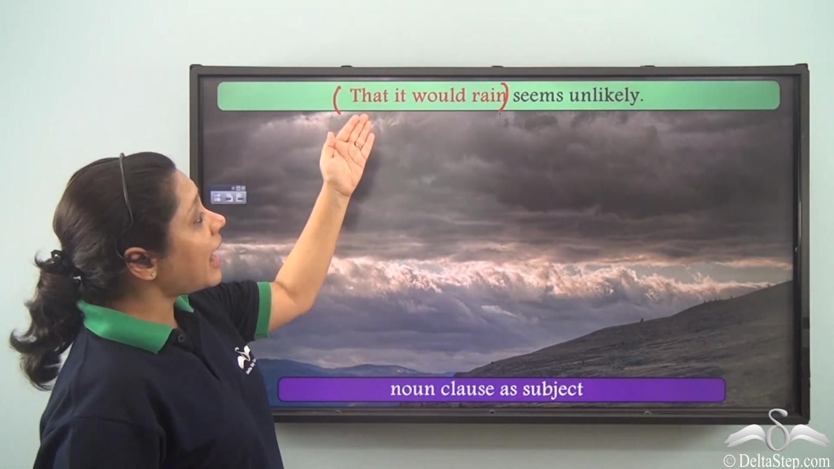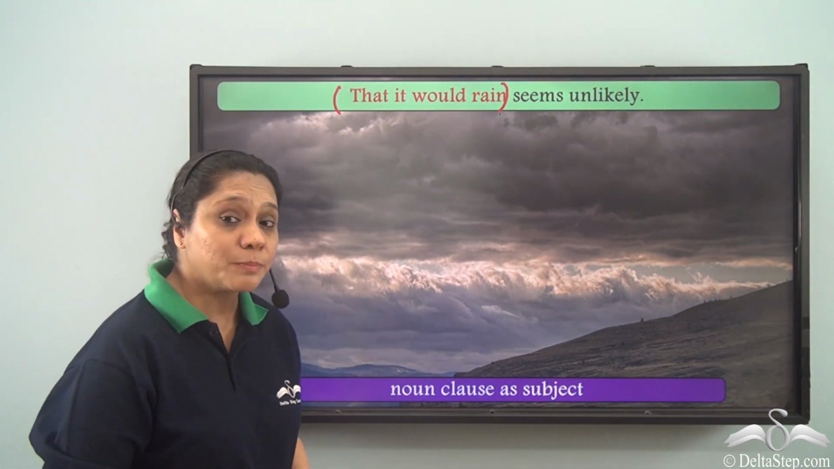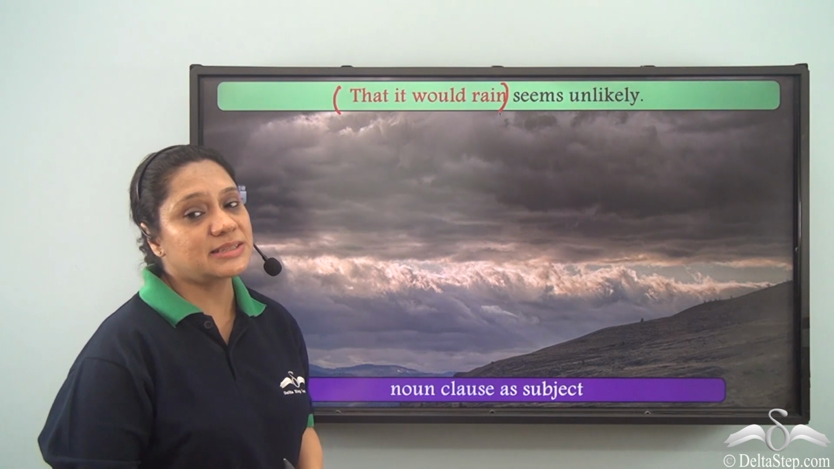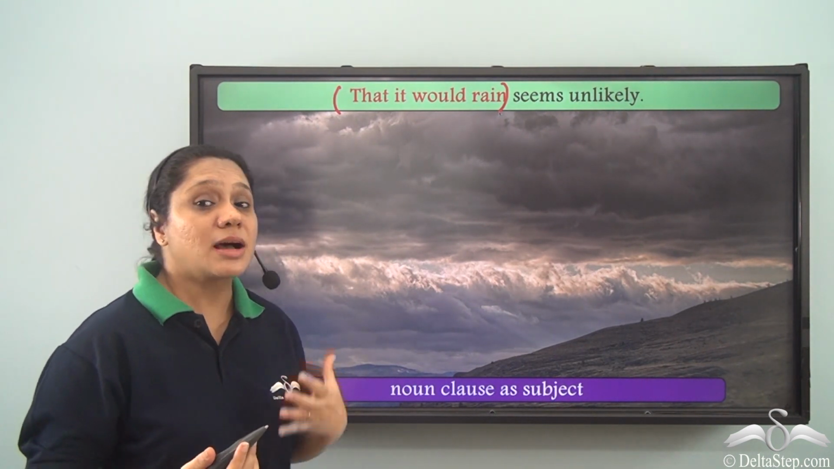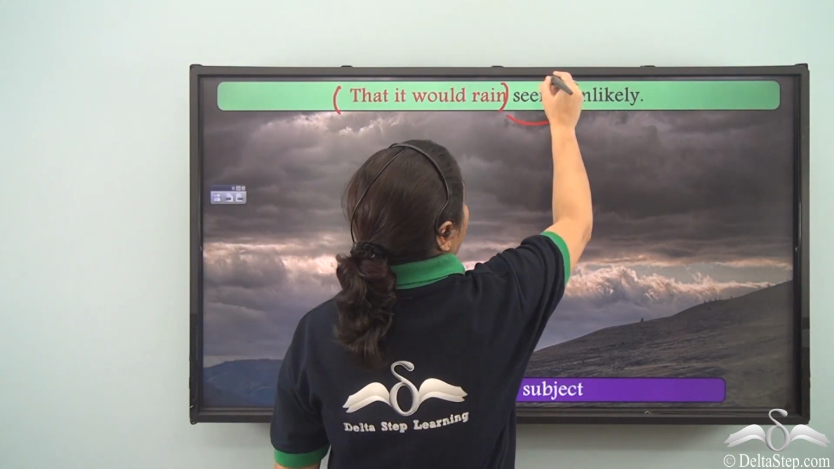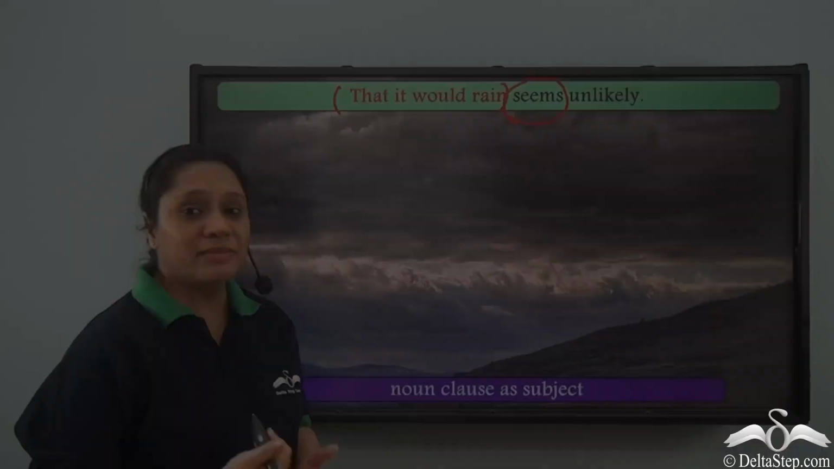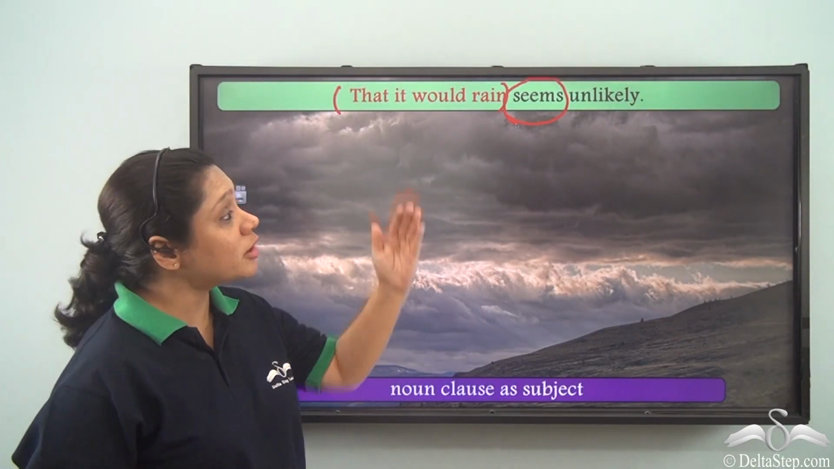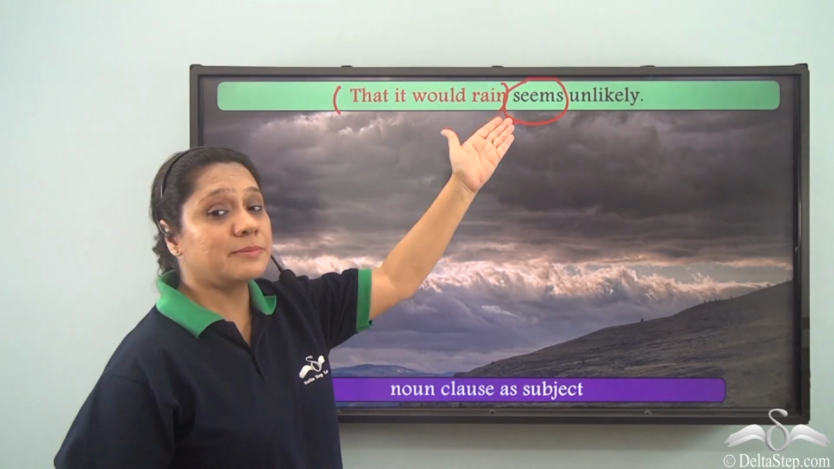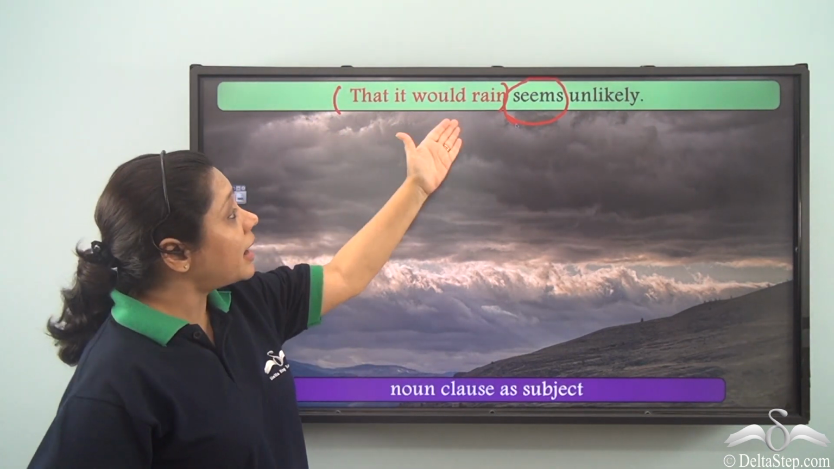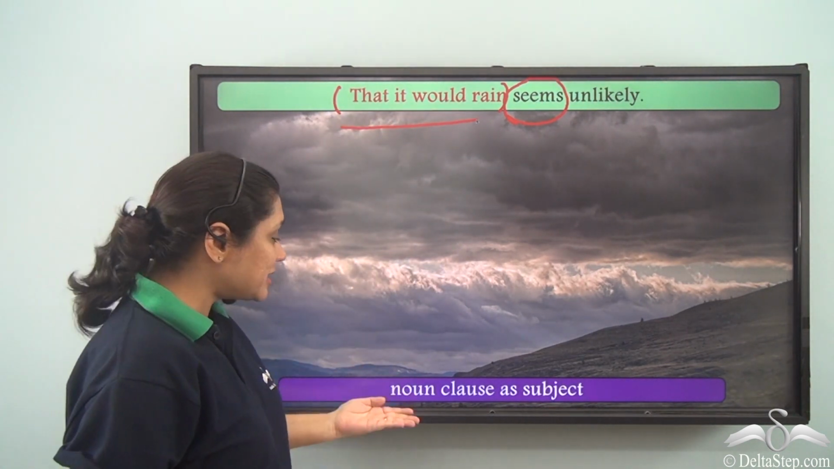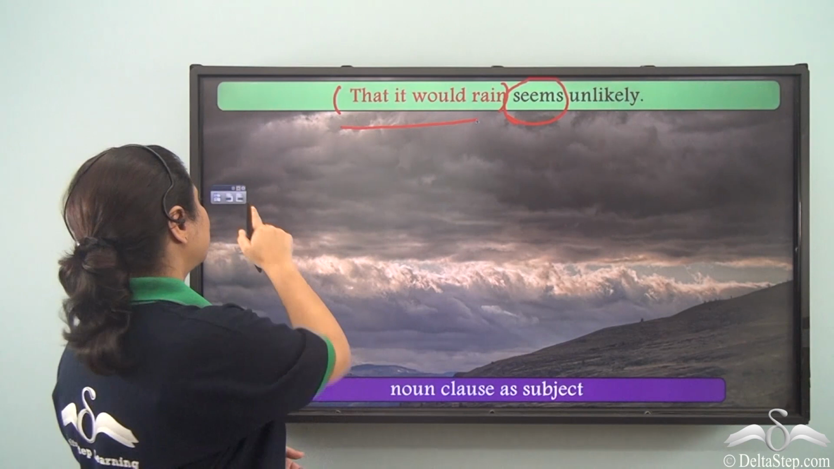So this part, that it would rain, is a noun clause, and this noun clause is acting as a subject. Let us see how. How do we find out a subject in a sentence? We first identify the verb. Our verb here is seems, and then we place what or who before the verb. So what seems unlikely? That it would rain seems unlikely. So this part, that it would rain, is a noun clause which is the subject of the sentence.